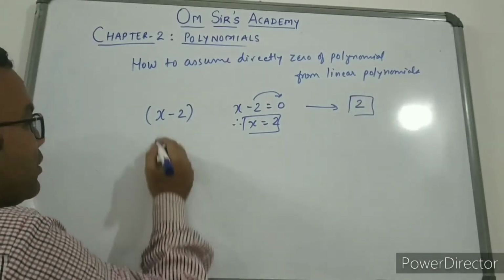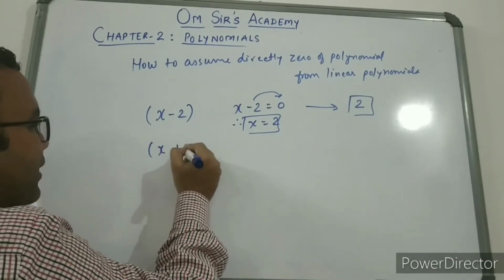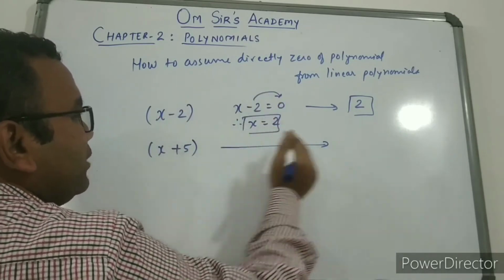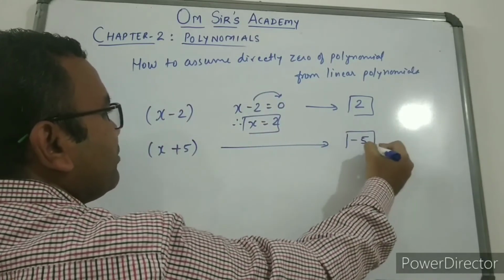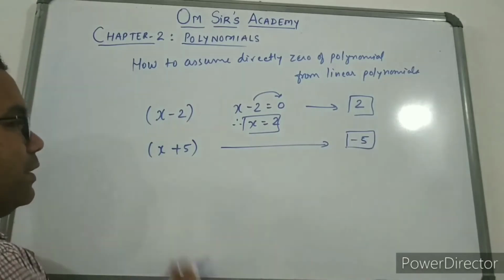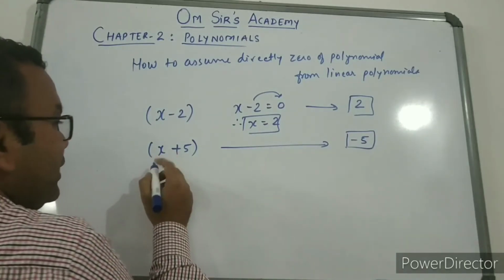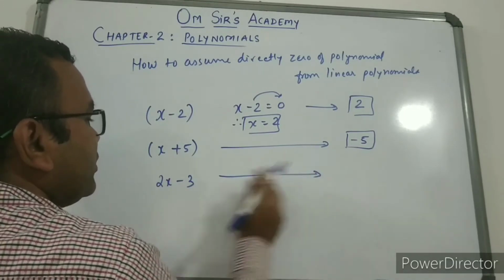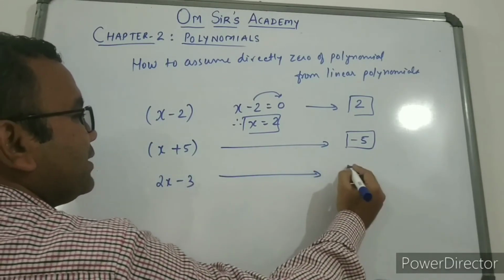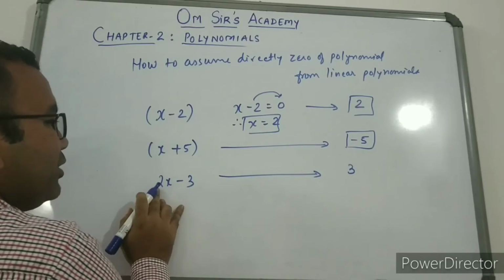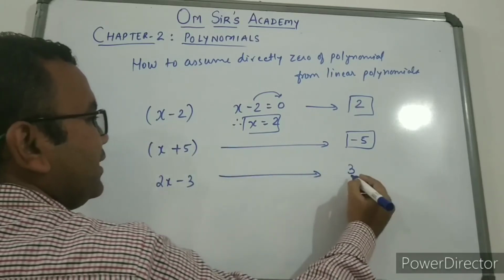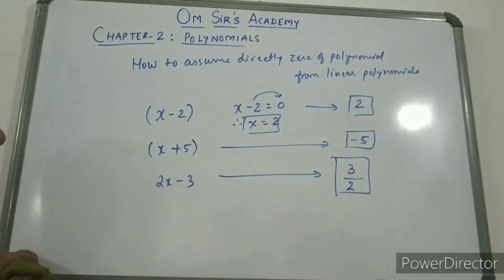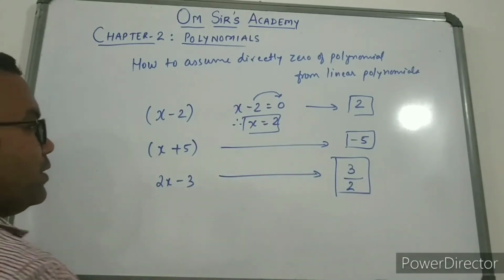And suppose there is x plus 5. So what can be the zero? If plus 5 goes to this side, it will become minus 5. So I can write minus 5 is a zero of this linear polynomial. Then similarly, if I get 2x minus 3, first of all I take minus 3 to that side, it will become 3. And 2 is multiplied, so it will go to that side, then it will get divided. So what can be the zero of the polynomial in this case? 3 upon 2. Is it clear?